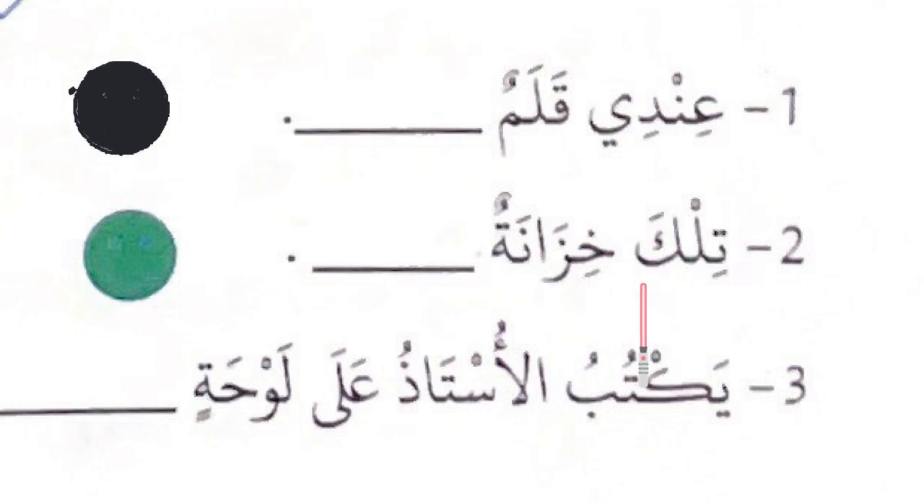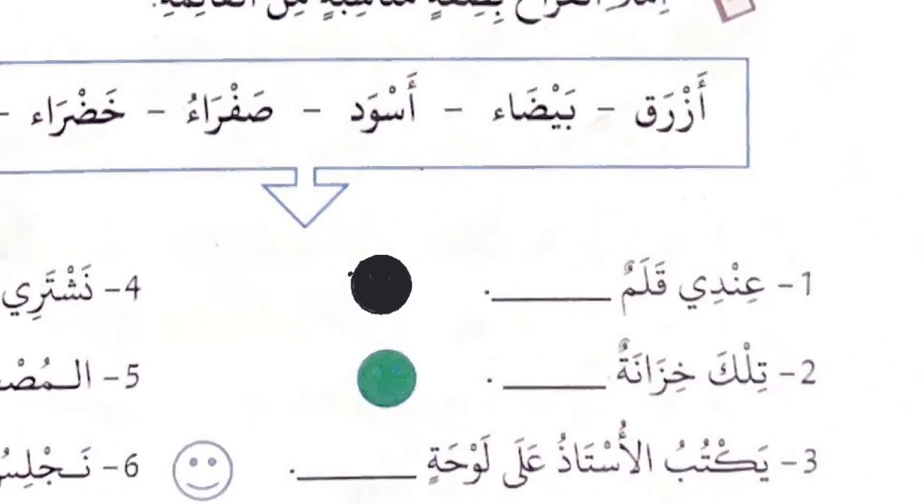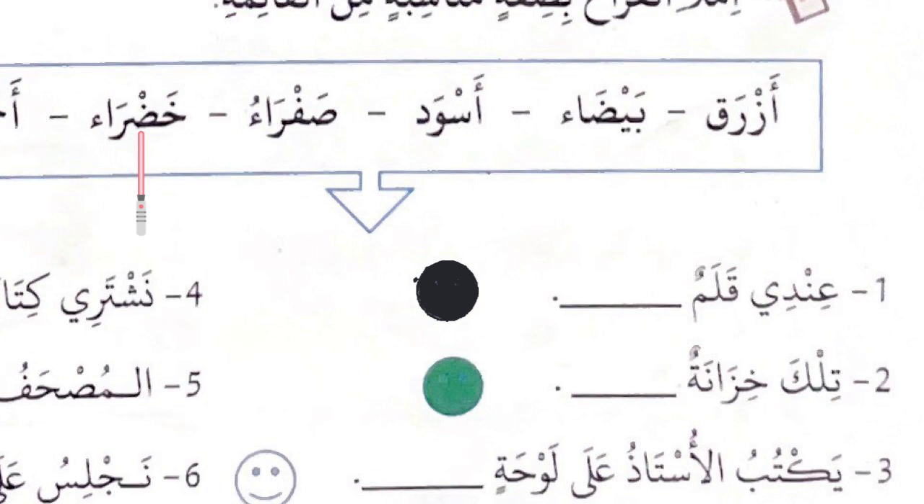Now we go to the second jumlah, tilka khizanah. Tilka khizanatun. That is a cupboard or a wardrobe. So now you want to add the color, and the color here is green. So how do we say green? It is either akhdar or khadra. But which one do we use? This is muannas. Therefore, you have to use the one that ends with alif and hamza. So the color is khadra. Tilka khizanatun khadra'u.